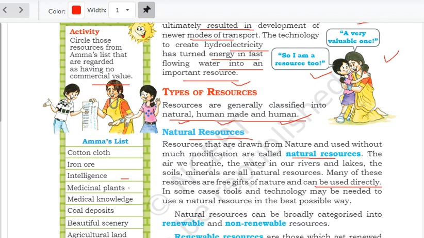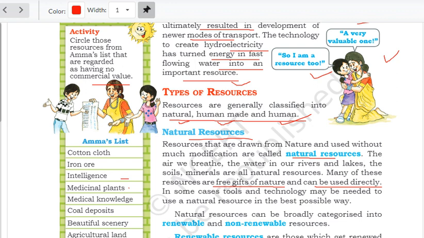These resources are given to us for free by nature, and they can be used directly. Take, for example, air and water.